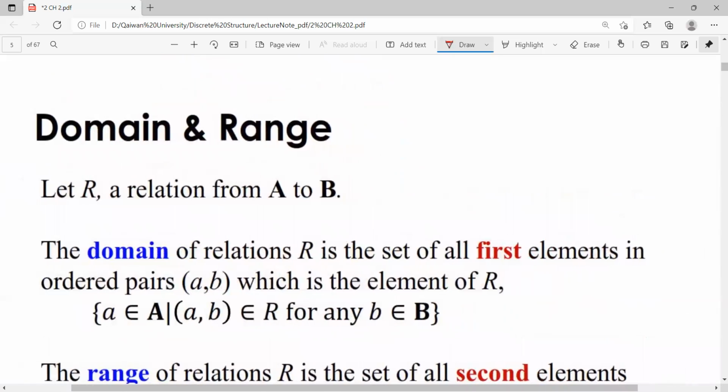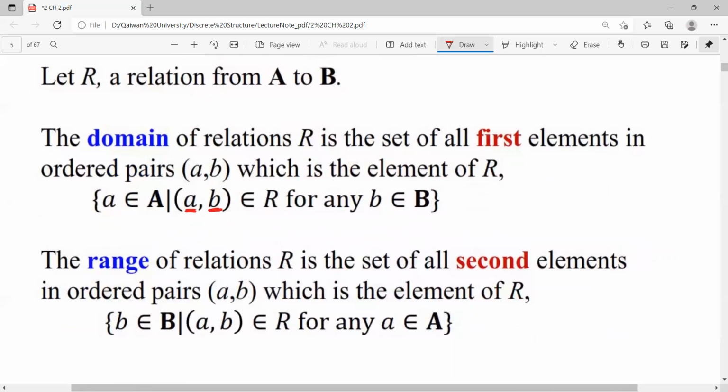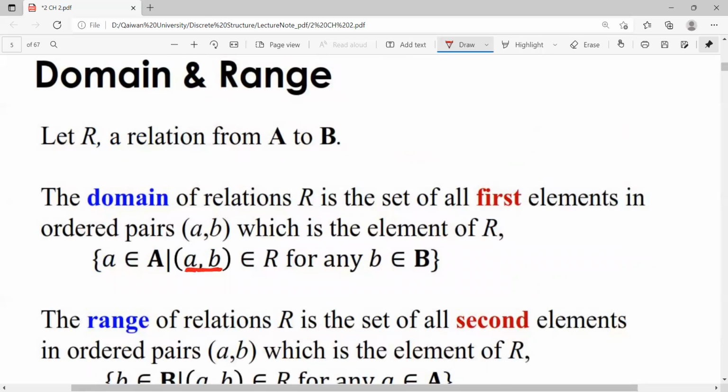Now we have domain and range. What's the domain and what's the range? We say the set of all first elements in the relation is called the domain, and the set of all second elements is the range. Here, if you have (A, B), it means A is related to B. That means the set of all A's is the domain.